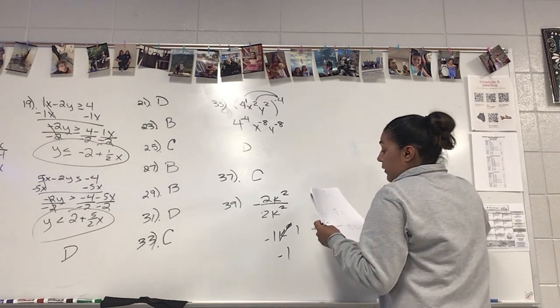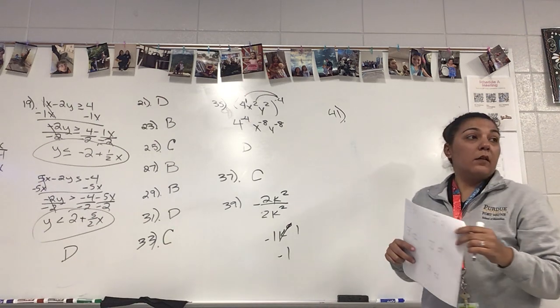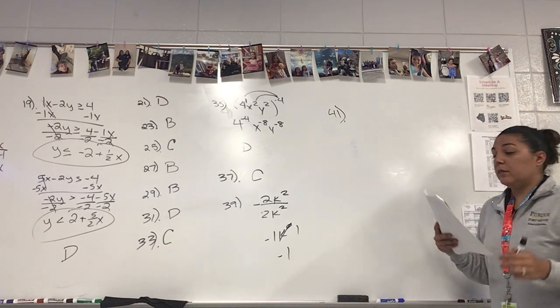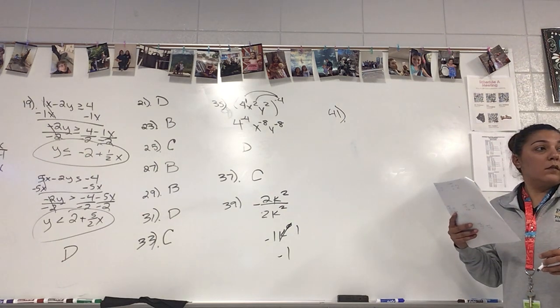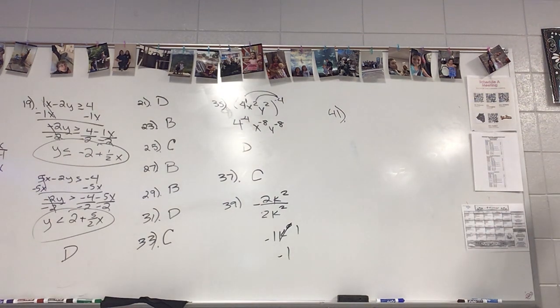Okay, last one. We got 41. Do you have to amp stuff? Yeah. Find your way to the front office. You're welcome. Okay, 41.